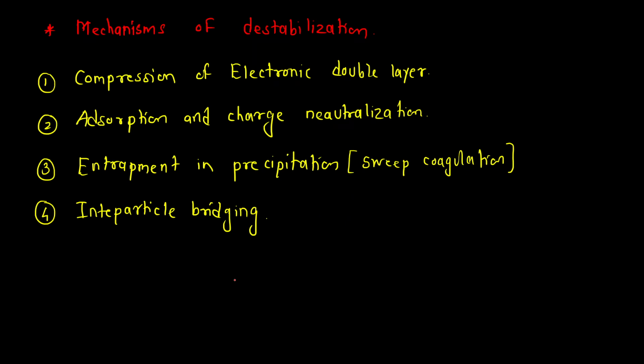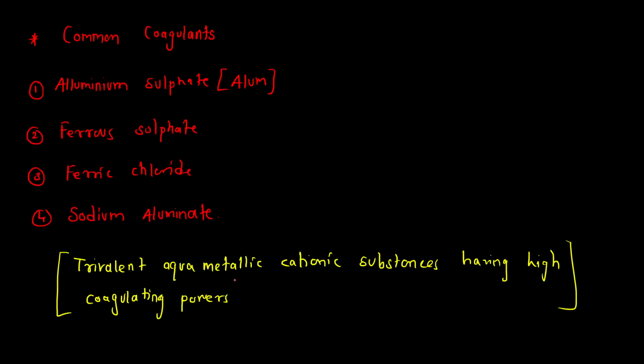These are the mechanisms which are used in the destabilization. This destabilization occurs when the coagulant is added to the water. Now, what are the certain chemicals or coagulants that are generally used? So these are the names of the four coagulants. One more thing you should note here is how much coagulant should be added to the water. That amount of coagulant that has to be added to the water is called the dose of coagulant, or we can say optimum dose of coagulant.